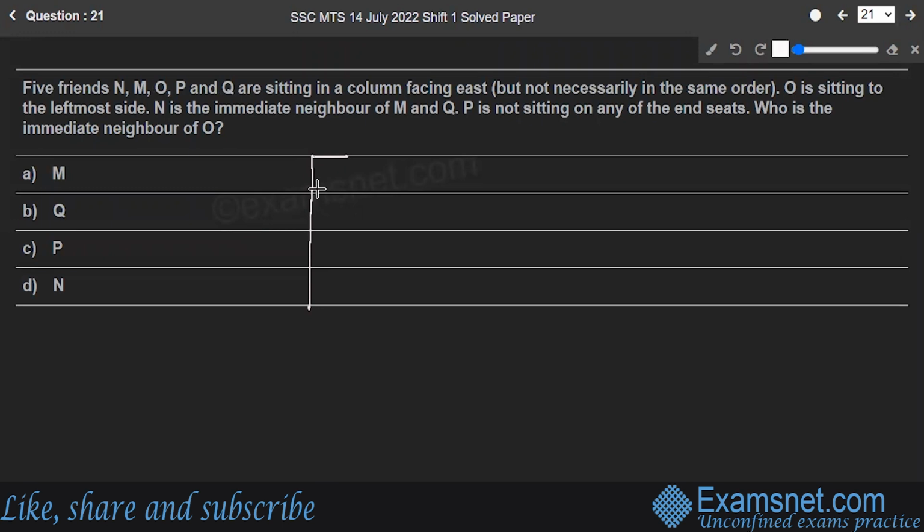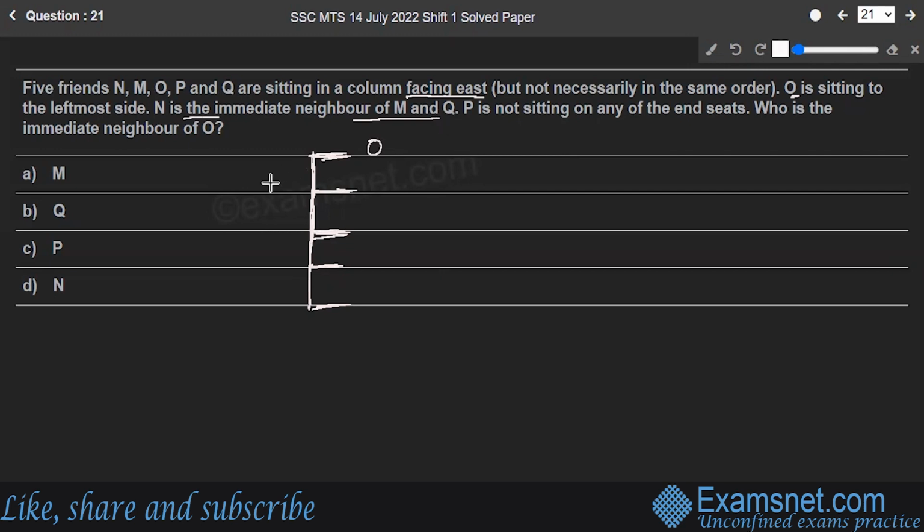This is 1, 2, 3, 4, and 5. Now let's read all the conditions one by one. First of all, it is saying O is sitting on the leftmost side. So this is the arrangement, column facing east. That means O is sitting on the leftmost side. Where is O? O is definitely sitting over here. Correct. Next, it says N is the immediate neighbor of M and Q.